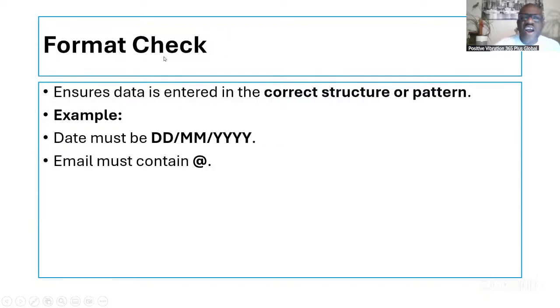Now, format check. This one ensures that the data is entered in the correct structure or pattern. Let's look at date. We want you to enter the first 2 digits, and that must be the day. The next 2 digits will be the month, and 4 digits after that will be the year. That is format check. Any violation of this rule should give you an error. It should stop you from moving forward.